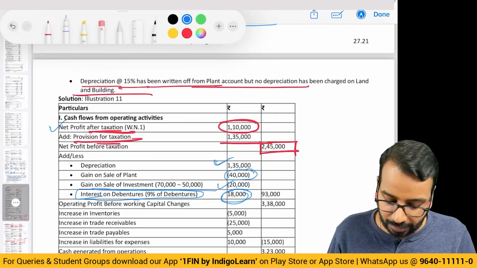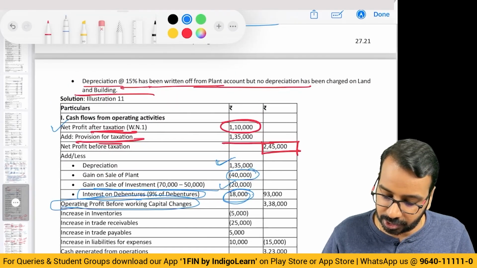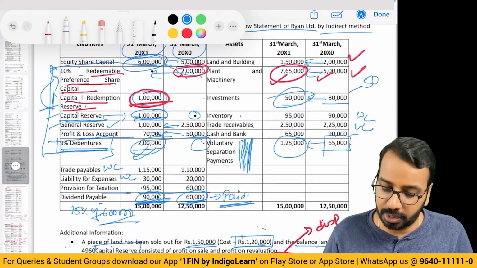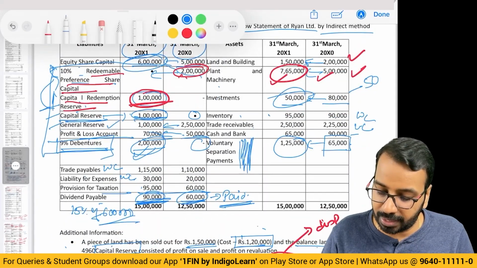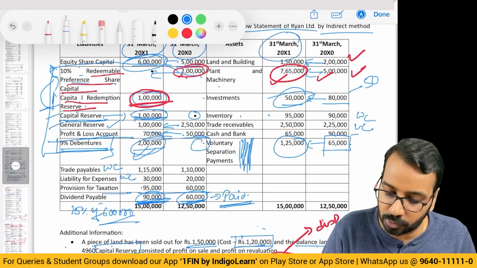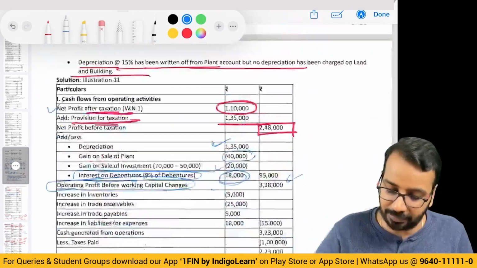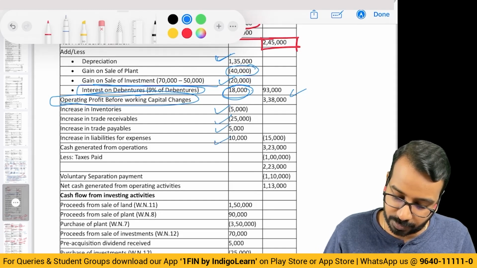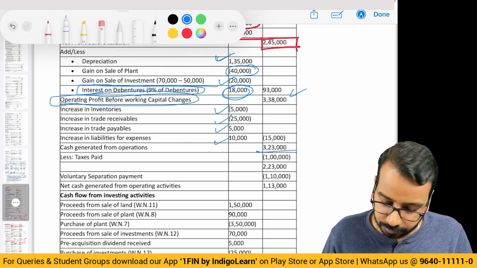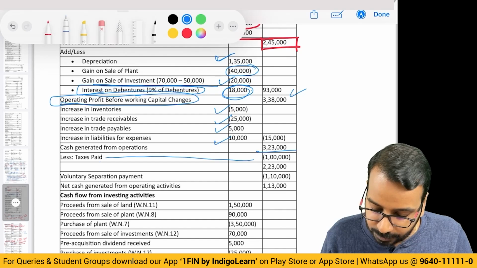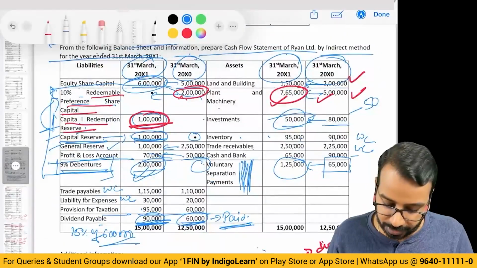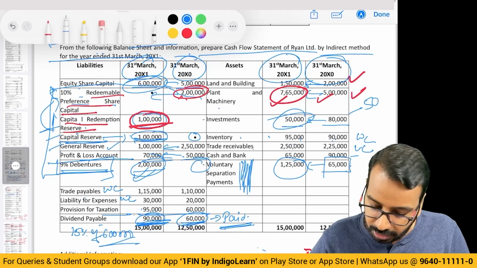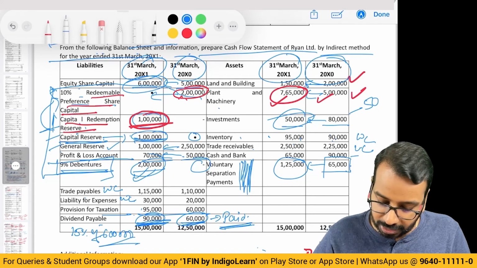Okay. So after that we get operating profit before working capital changes. Then working capital changes, I have already given you the formula. Opening minus closing. So 95 minus 90, sorry, this is closing, this is opening. 90 minus 95, minus 5. So like that, minus 5, trade receivable, trade payable, liabilities for expenses, you can do it. Right. Then taxes paid 1 lakh. How do we get the taxes paid? Provision for taxation is 60 and 95 and they have not given anything on advance taxes.